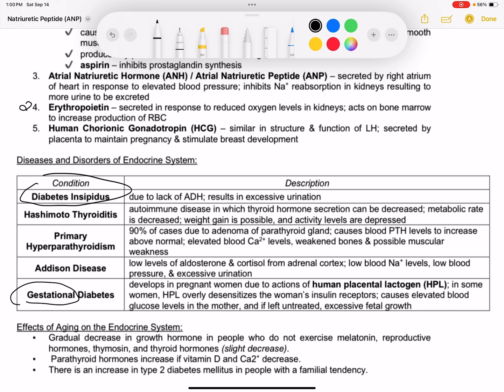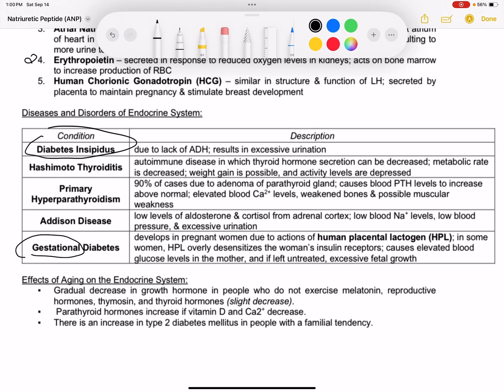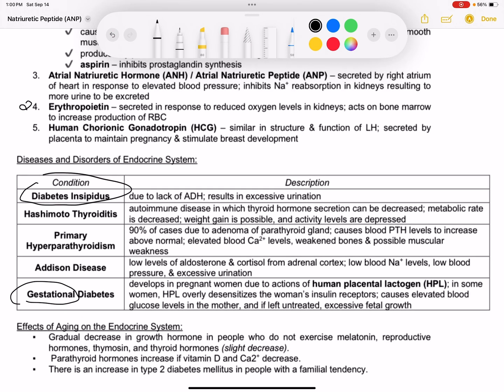have insulin injections as maintenance. So, only some babies. Now, effects of aging on the endocrine system: as people age, there is a gradual decrease in growth hormone in people who do not exercise, and melatonin, reproductive hormones, thymosin, and thyroid hormones slightly decrease. Okay? Parathyroid hormones increase if vitamin D and calcium decrease. There is also an increase in type 2 diabetes mellitus in people with a familial tendency.